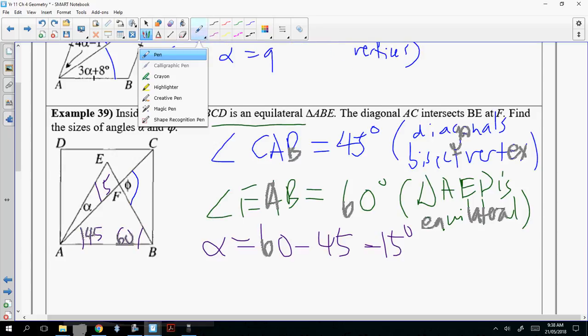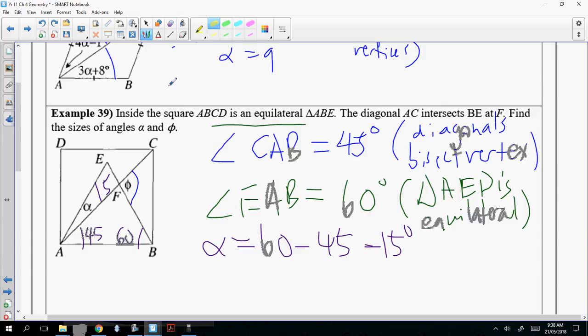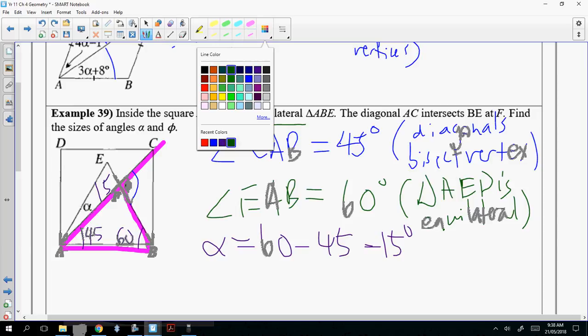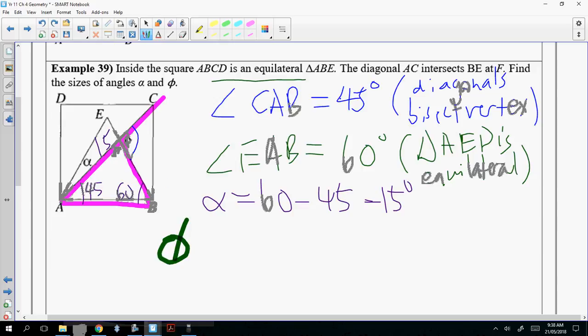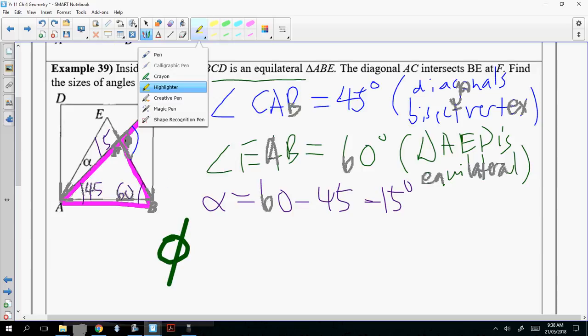What's phi in relation to the purple triangle? Exterior angle, yes. Exterior angle is 45 plus 60, isn't it? So you say phi, should be this one. Phi equals 45 plus 60, exterior angle of triangle AFC, right? And that's equal to 105 degrees.